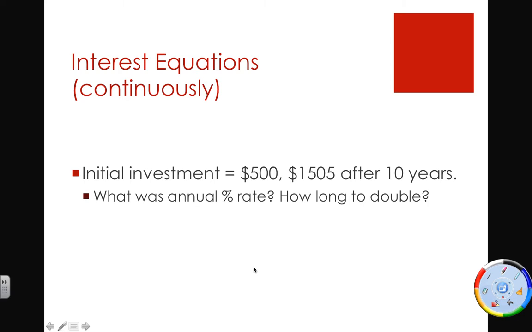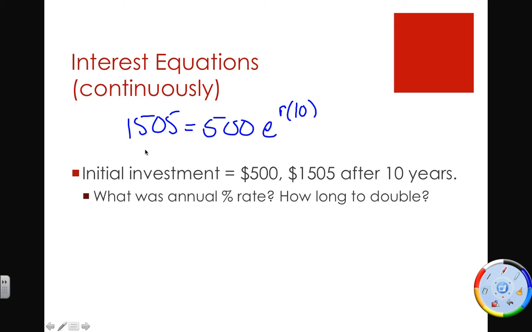There's a couple questions we need to ask. What was your annual percentage rate, and how long does it take to double? That's 2 different questions, by the way. So, what is your annual percentage rate? Well, we're going to set up the equation exactly as before. So, you have $1,505, and you initially put in 500 times e to the power of r, I don't know r, times 10. And you notice this actually looks a lot like the very first problem we did.